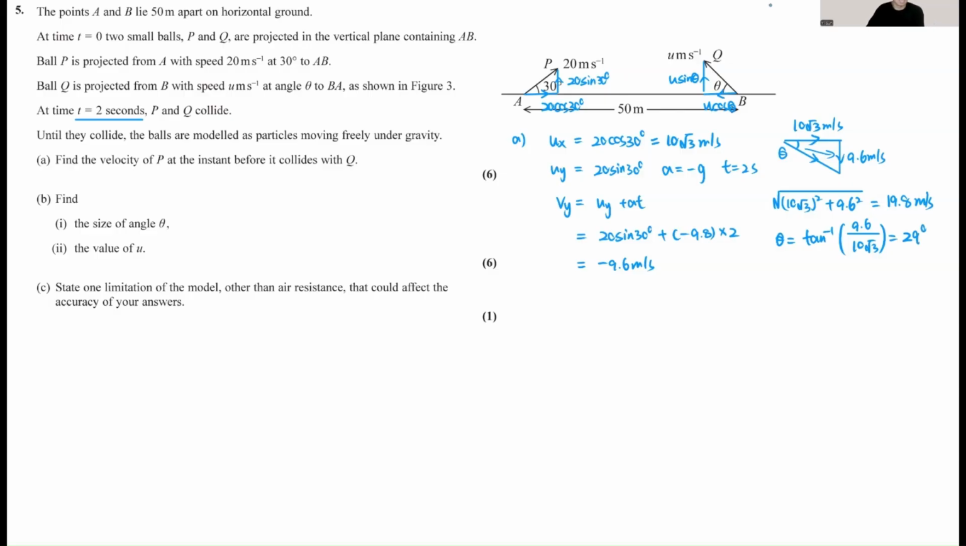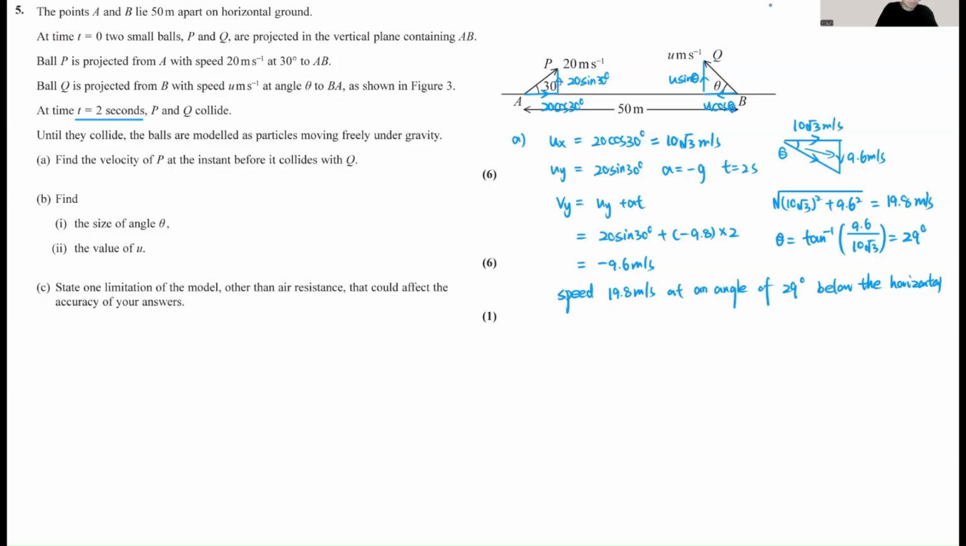So now we can say the velocity of P at the instant before it collides with Q would be speed 19.8 meter per second at an angle of 29 degrees below the horizontal, because this one goes down. If it goes up, we should say above the horizontal.